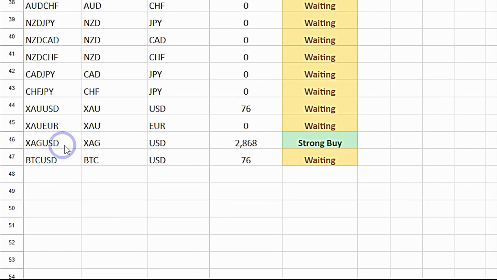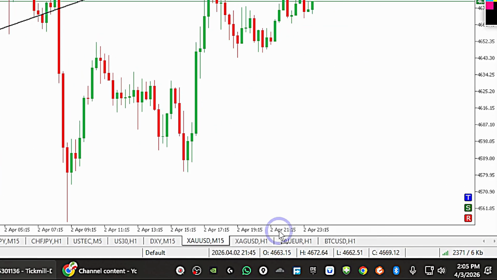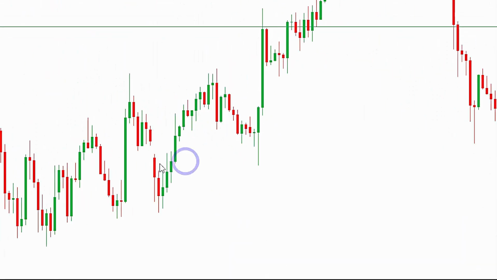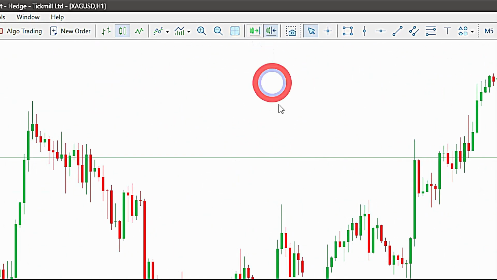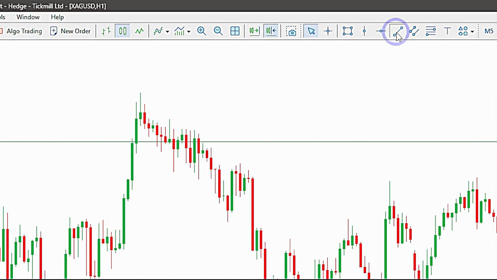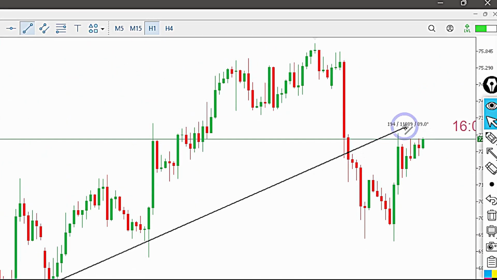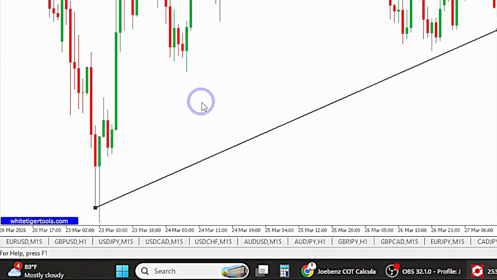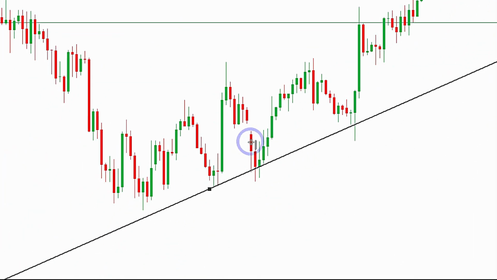Now XAG USD, you can see it's a strong buy. Let's go back to gold on my chart. Gold is somewhere here, right? On the 1 hour time frame, gold never hesitates to move forward. And as you can see, if I add a trend line, you're going to see that silver has been buying for a significant amount of days now. We're going to be looking for Monday. I think Monday should be here.